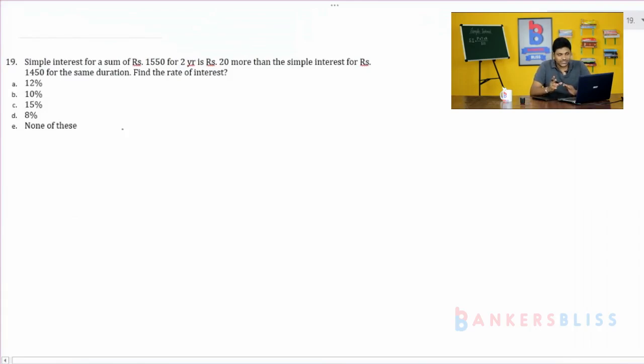See, find the rate percent. In both the cases the rate percent is the same. So, on the difference in principal amount they are calculating the interest, and the interest amount is 20. So, the difference in the principal amount is 1550 minus 1450, which is equal to 100. This is the difference in the amount, and for 2 years you are getting 20 rupees more.